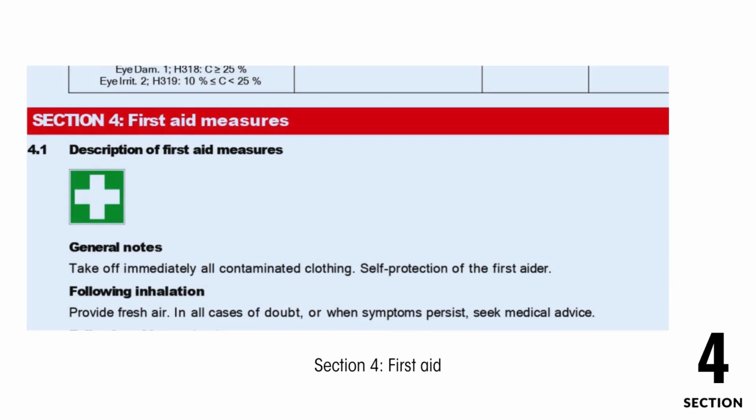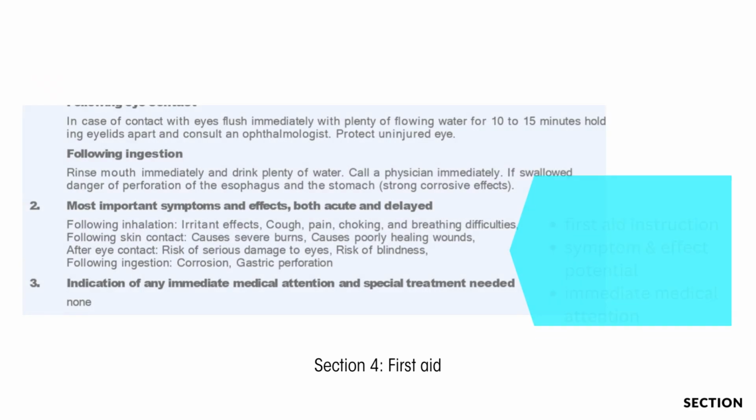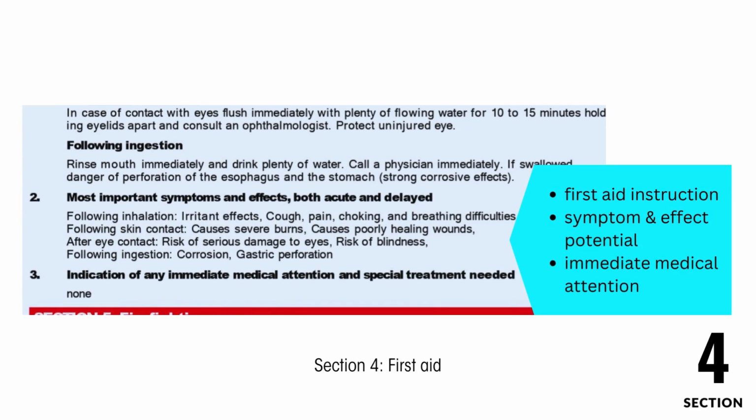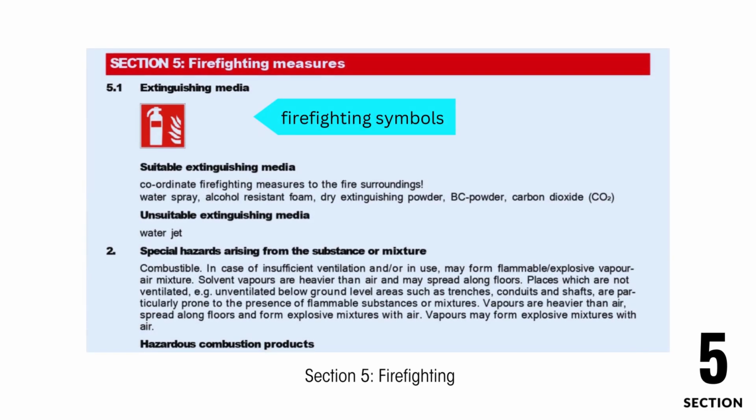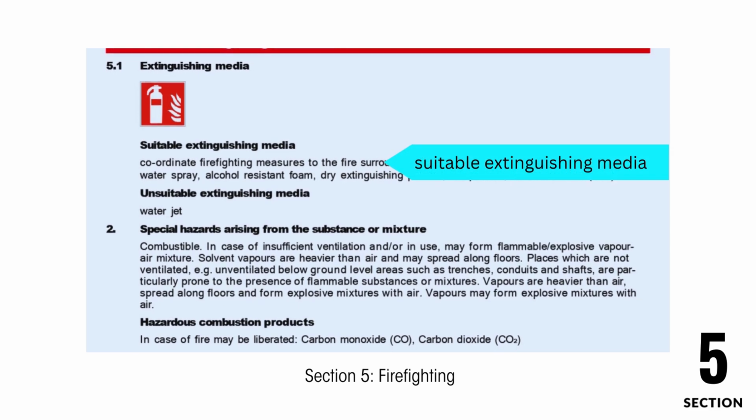Section 4 outlines the first aid measures to be taken in case of exposure to the chemical. Symptoms effects lists potential symptoms and effects of exposure to the chemical. Section 5 provides information on suitable firefighting measures, including types of extinguishing media to use.